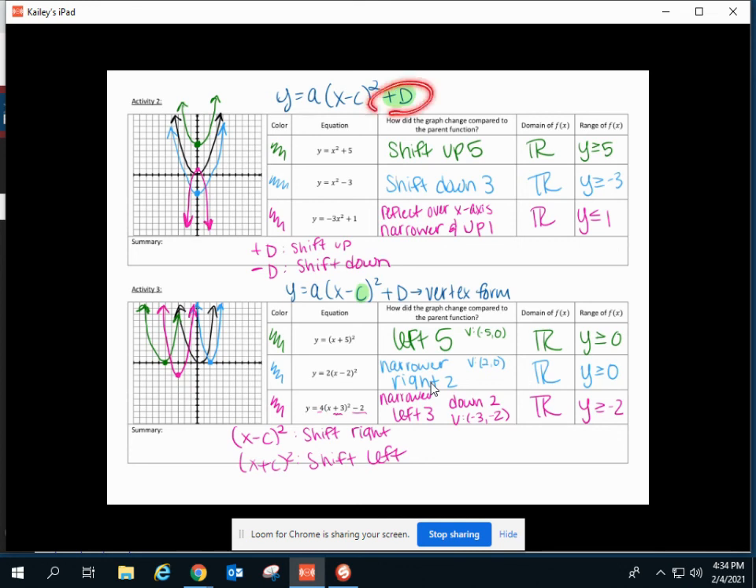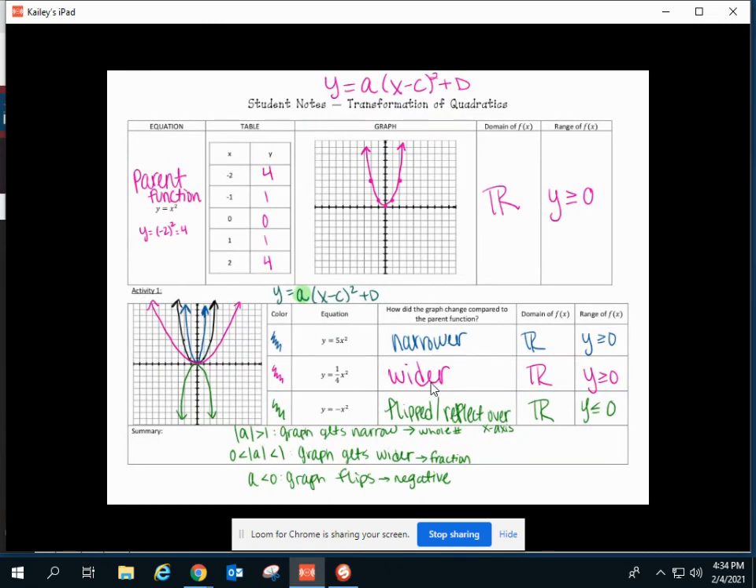And then we've got the plus d at the end, or minus d, that goes up and down wherever you think it would go. So +5 moves up 5, -3 moves down 3. And then a will change the width of the function. So whether it gets narrower if there's a whole number out there, or wider if there's a fraction.